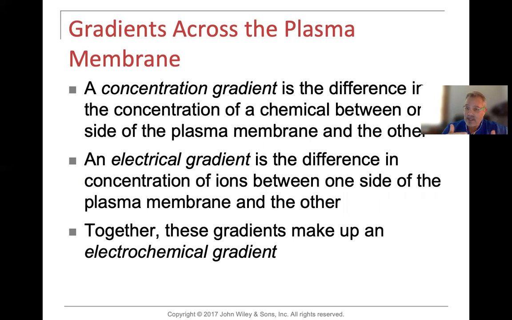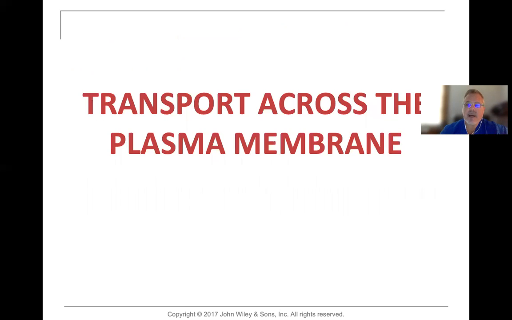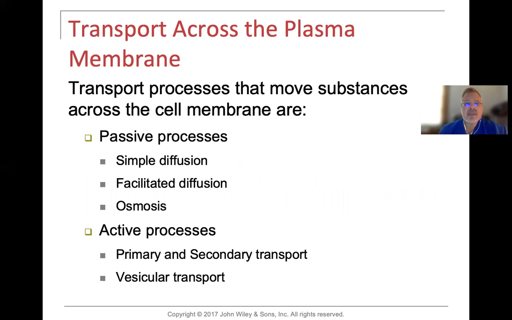Okay, and sometimes it's made up of, well, where's there more sodium? Where's there more potassium? Where's there more chloride? Where's there more protein? That changes the electrical gradient. So together, we call this an electrochemical gradient, where things go from an area of higher concentration to lesser concentration, and things go from where they're positive to negative or negative to more positive. Opposites attract.